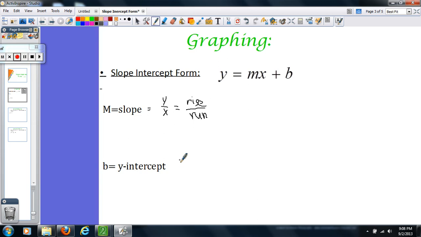The other thing is with the y-intercept, the value on the y-intercept is that the x is always 0 and the y is going to have a value. So it's going to be a point. It's not going to just be a number here. So let's go ahead and look at an equation.